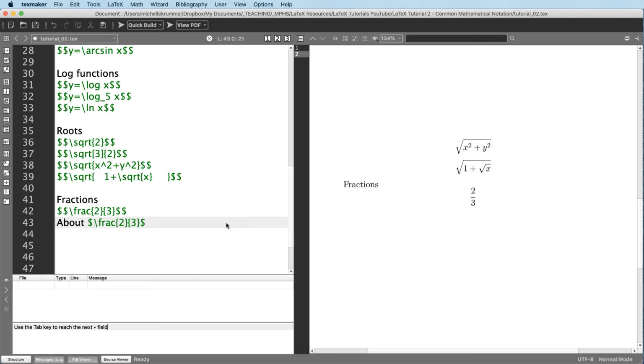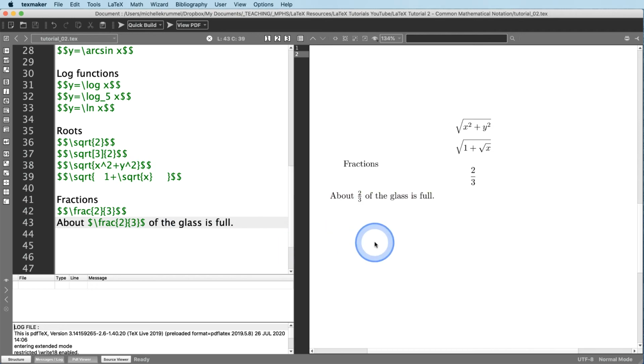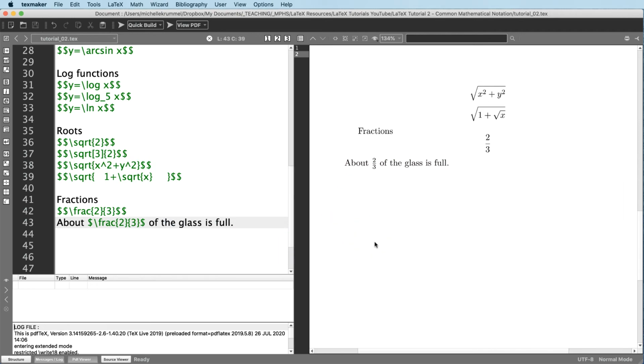So about 2/3 of the glass is full. And there's that sentence. So the 2/3, it's smaller, obviously, in this sentence than the 2/3 up here. When you're in inline math mode, it's going to resize to fit your sentence, right? You don't want this huge 2/3.